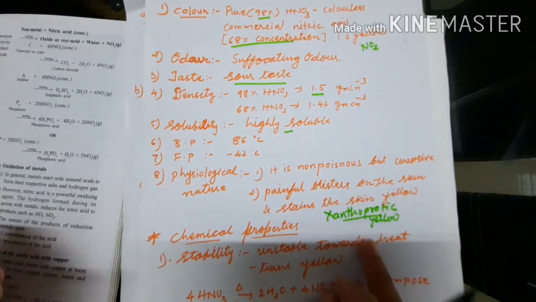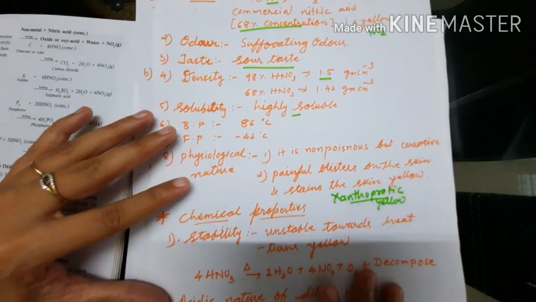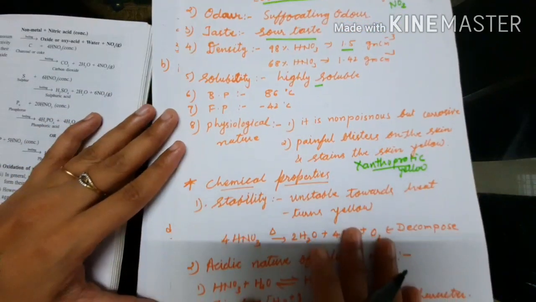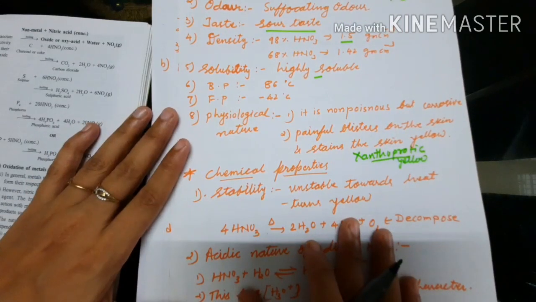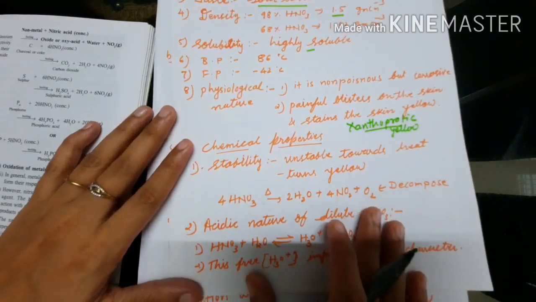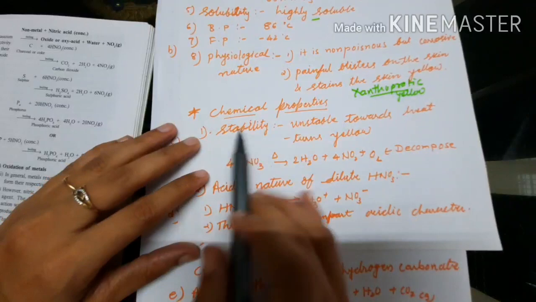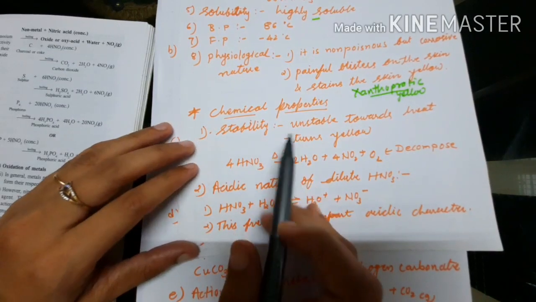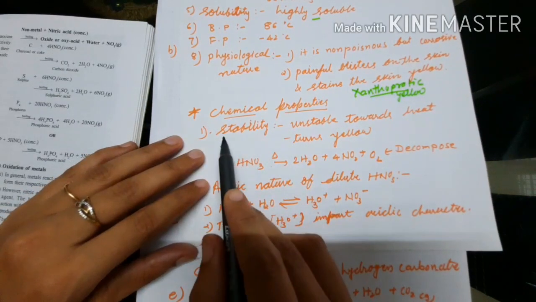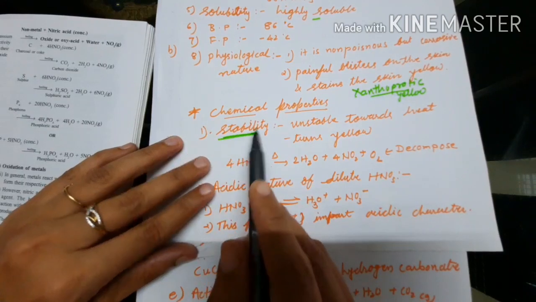Now let's do the chemical properties, very important, student. From an exam point of view, a number of questions are asked from this, so you need to learn it. The first chemical property of nitric acid is stability: how stable it is.